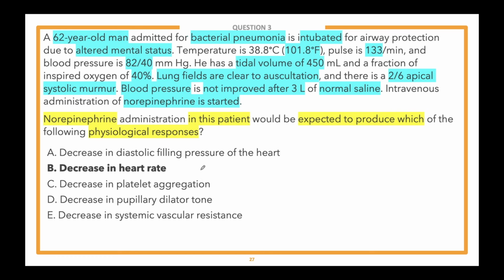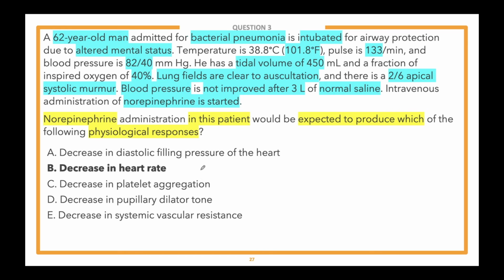Decrease in pupillary dilator tone. Norepinephrine would actually cause an increase in pupillary dilator tone, okay? Alpha-1 receptors are found on the pupillary dilator muscle, and it causes contraction when activated. So norepinephrine would cause contraction, it would cause an increase in the tone of the muscle.